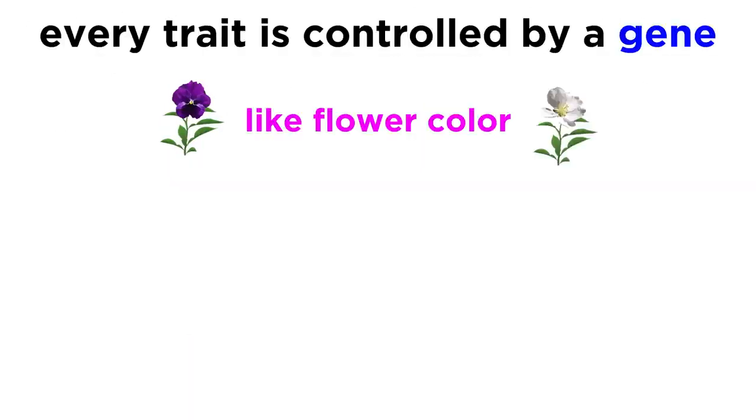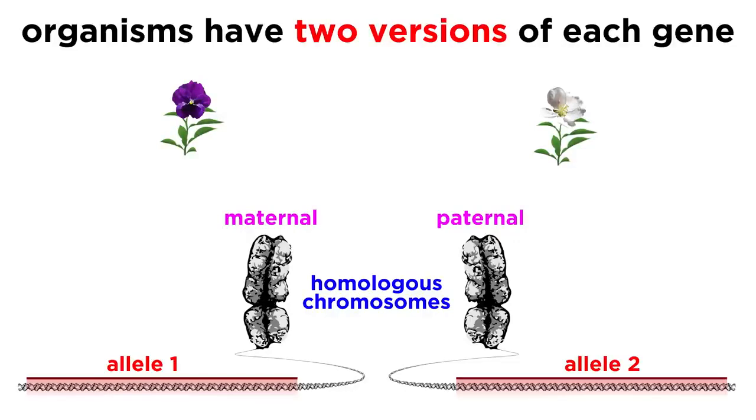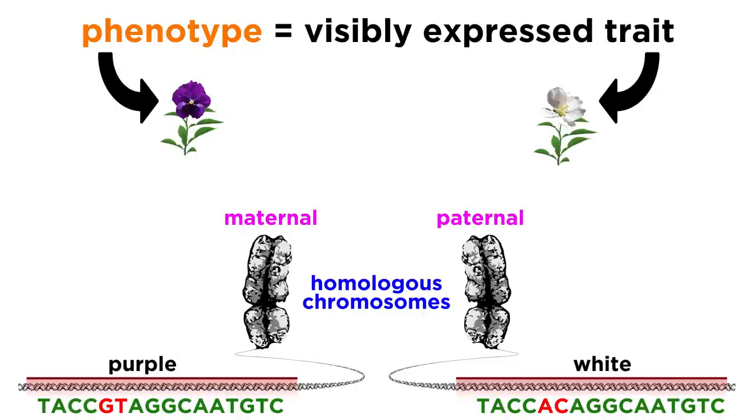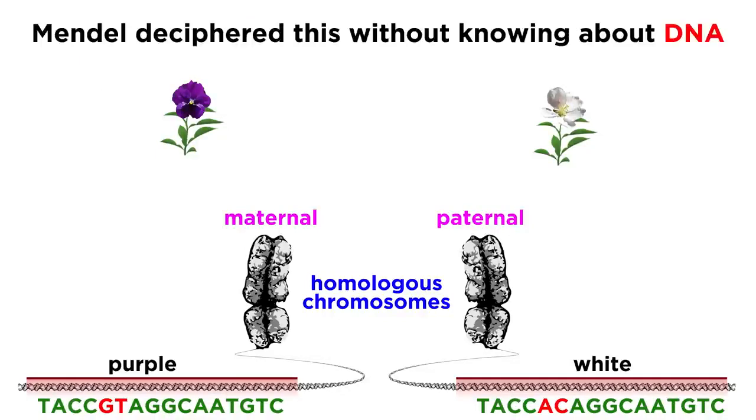The reason for this is that each trait corresponds to a particular gene, like a gene for flower color. But each gene has two versions, or alleles, in the genome, because the gene is found on two homologous chromosomes, one from each parent. These two alleles can be of a different genotype, meaning that the sequence of nucleotides are different, and this can lead to different phenotypes when expressed, like the two different colors that are visible on the flower.